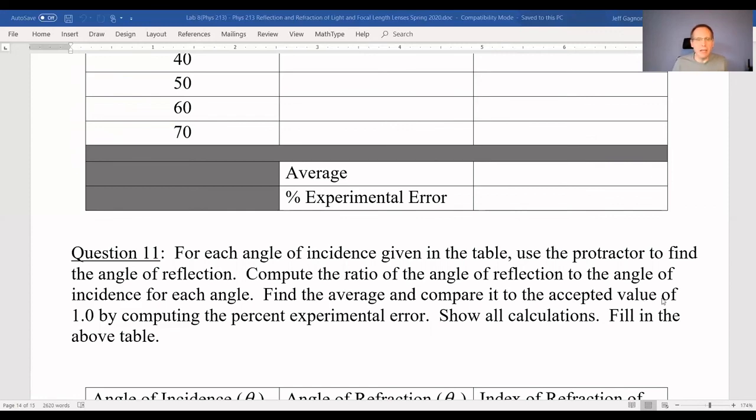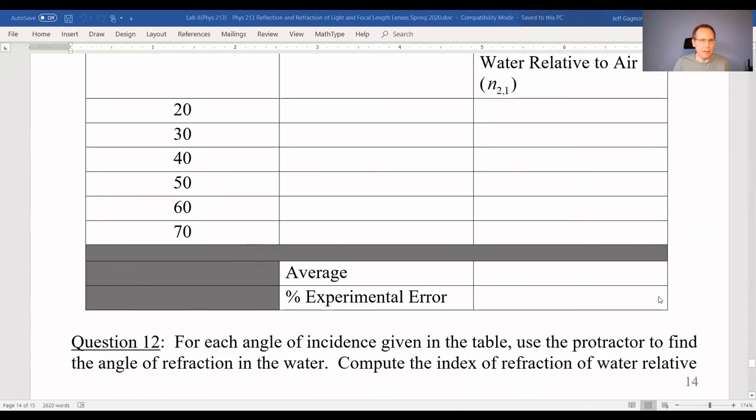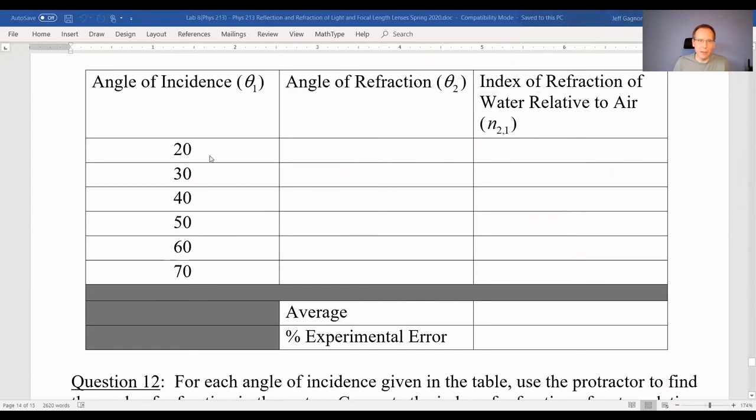Okay, then in the second table, same 6 angle of incident values, but now you're going to fill in the angle of refraction, right? When it goes from the air to the water. So this is the angle of refraction. And now using Snell's law, I want you to compute the index of refraction of water relative to air. So N water divided by N air, which we call N2,1 in this case.